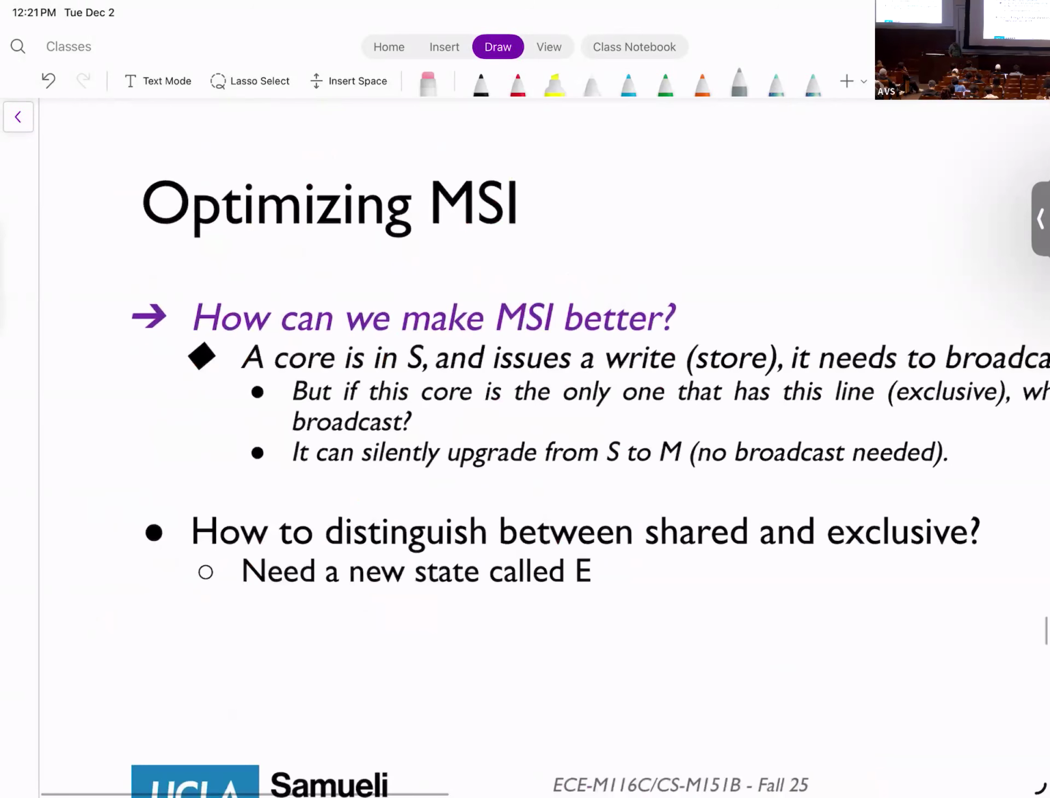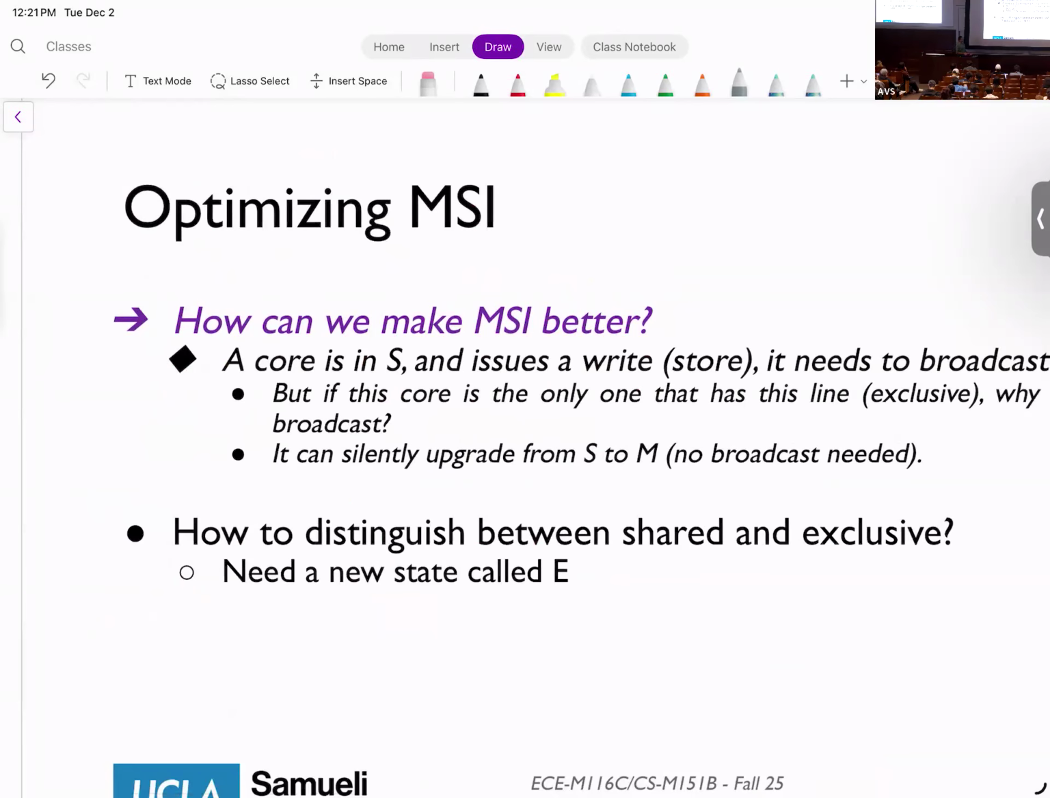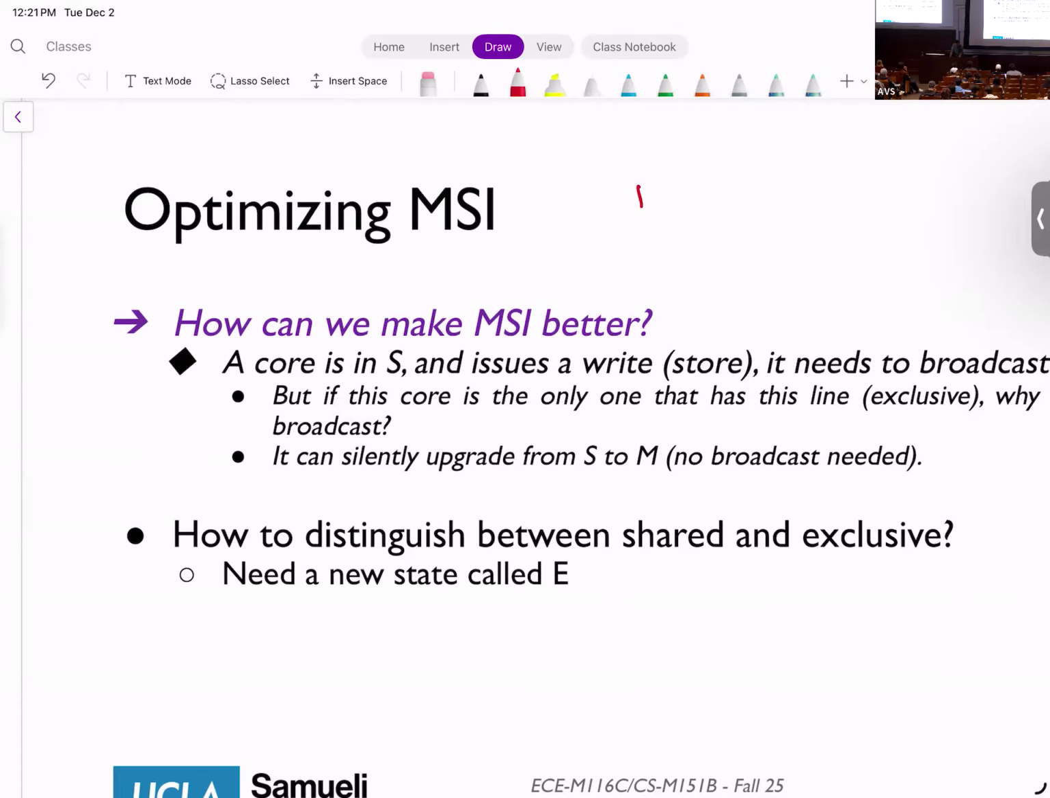All right, so let's see why we need these states. Let's start with E. The E state is needed to create what we call a silent upgrade. So what is the idea? The idea is that let's say I have a core in S, and that core wants to write to its own data. So I only have one core that has the valid copy, and the same core wants to write to that value. So have something like this, R1 followed by write 1.